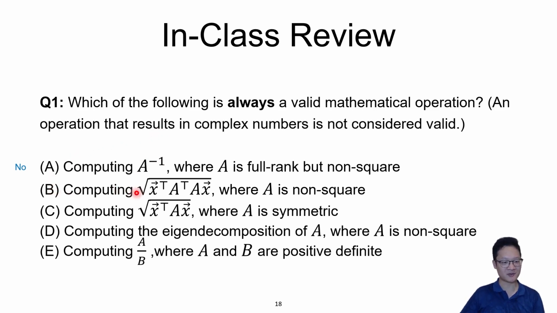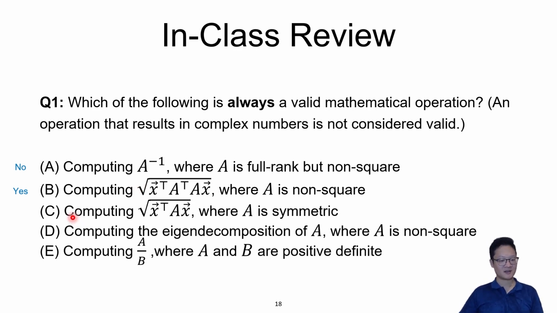Next, computing the square root of x transpose Ax, where A is non-square, is that always valid? It turns out that this is always a valid operation because we have already demonstrated that x transpose Ax is always greater than or equal to 0, no matter what A and no matter what x. So the inside is just going to be some non-negative number, and we can definitely take the square root of a non-negative number.